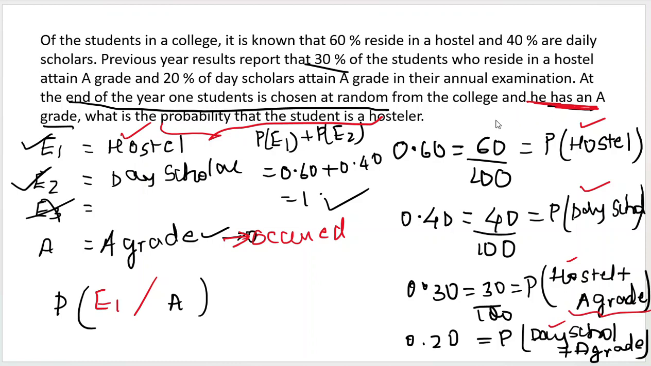So, looking at this question, at the end of the year one student is chosen from the college and he has A grade. It is told that he has A grade, which means this event has already occurred, which is why this A is coming down, and we are told to find the probability that he is a hostelier. That means we want P of E1 given A. Using the Bayes theorem, we get probability of E1 given A.